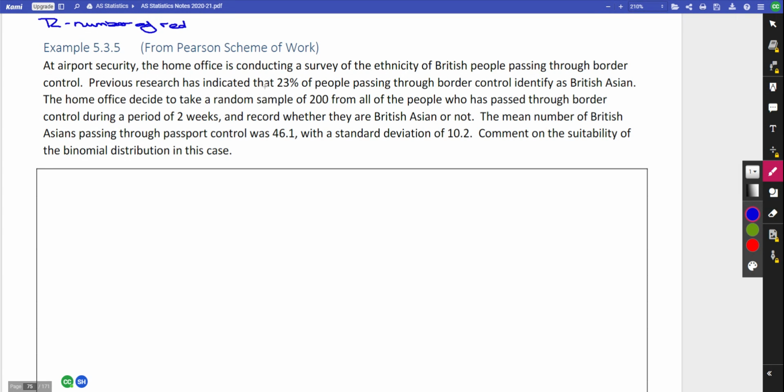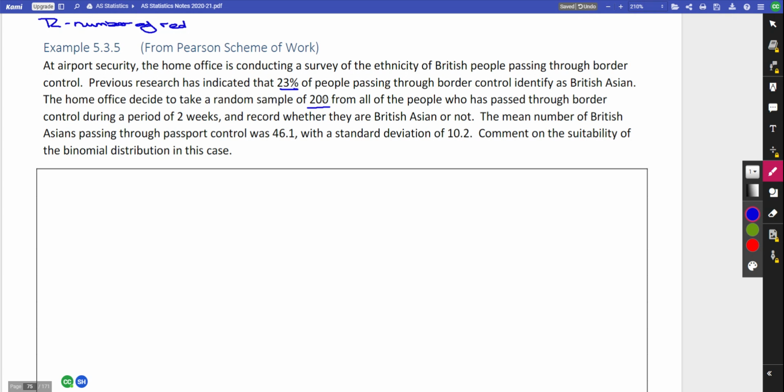we've got some information that we need to work out. Knowing that we're looking at a binomial distribution, we need to know where our probability is and we need to know what our sample size is. So we know that we've got 23% in there, and a sample size of 200. We are going to define X to be the number of British Asians passing through during a period of 2 weeks. So I'm just pulling that off here.